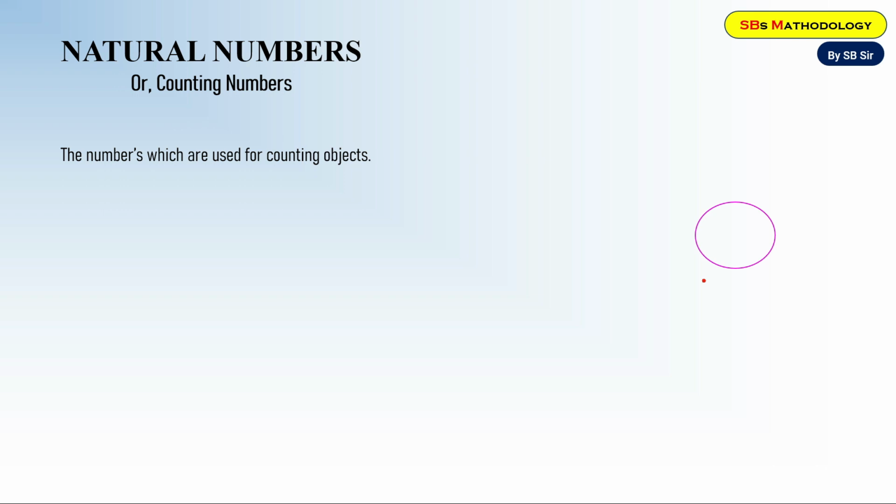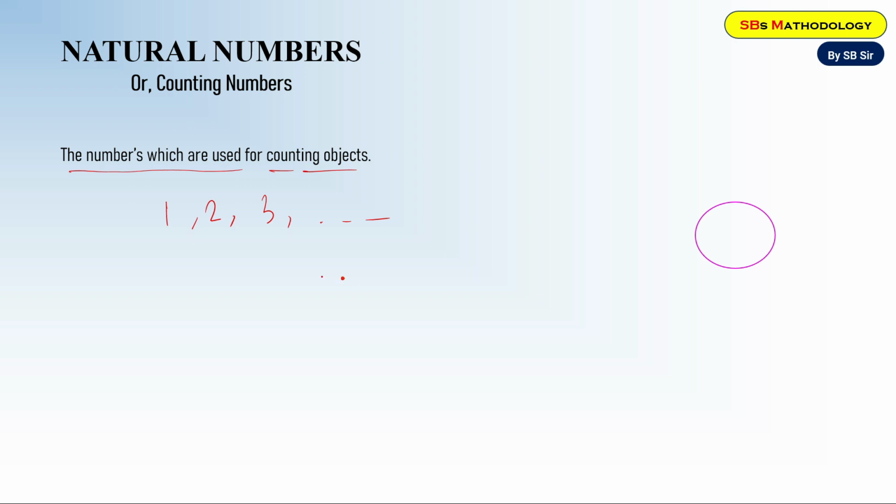First we have natural numbers, or we can say counting numbers. What are the natural numbers? The numbers which are used for counting objects. Suppose you are given some objects, whatever they are, it can be books, it can be pens. Now if I ask you to count how many books are there, how many pens are there, you will start counting from 1, 2, 3 and so on, and we will get a result, that there are 10 books or 12 books. Now these types of numbers, which are used for counting, are called the natural numbers.